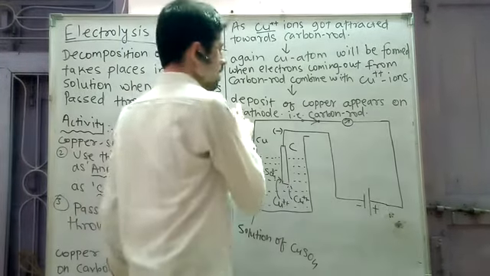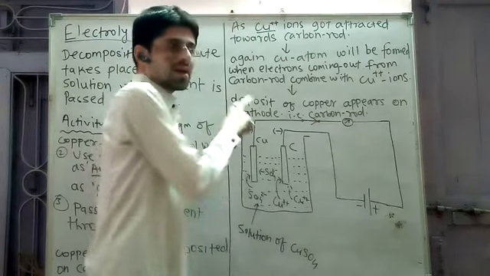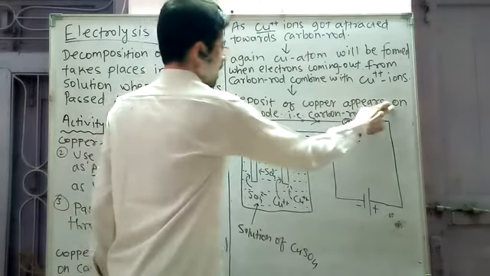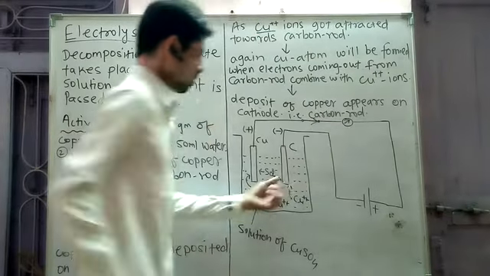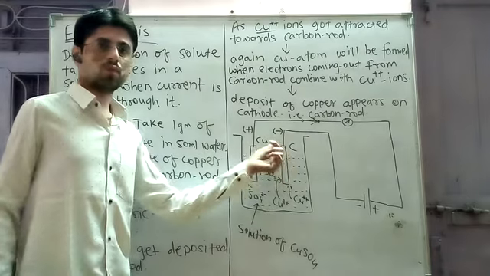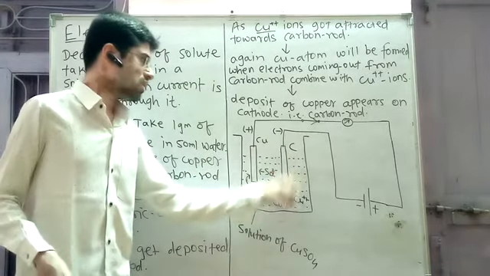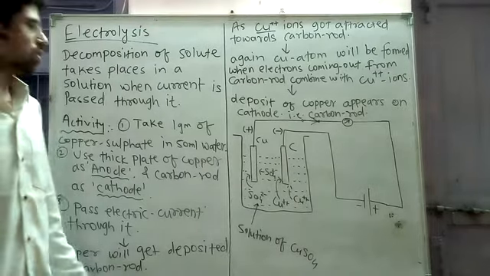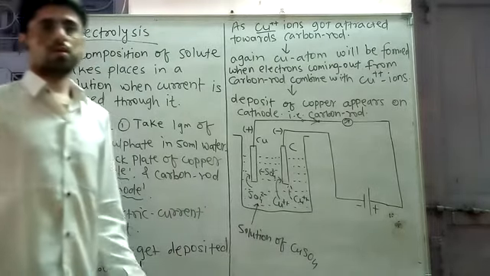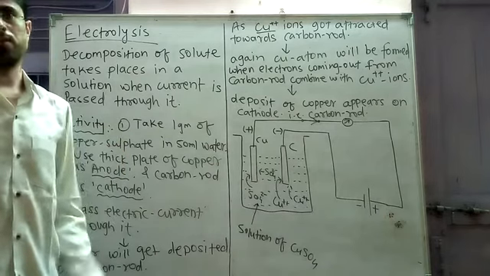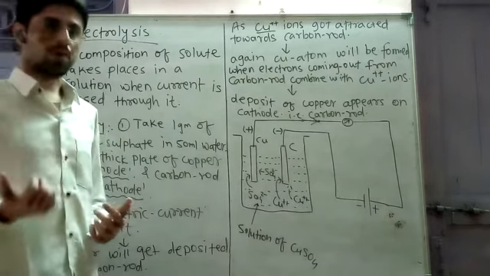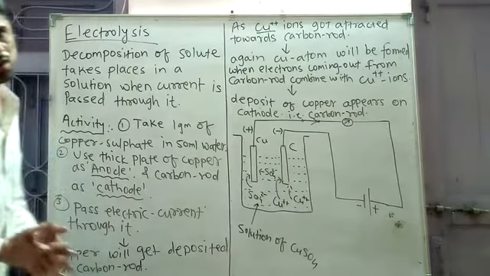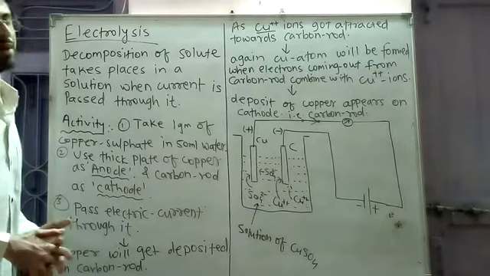Finally, as the Cu++ ions are getting converted into normal copper atoms, the deposit of copper will appear on the cathode, that is the carbon rod. In this way, the deposit of copper will be seen on this carbon rod. So in this way electrolysis is carried out. We have taken copper sulfate, and from that copper sulfate we have separated copper. In this way we have carried out the decomposition of solute, that is copper sulfate.